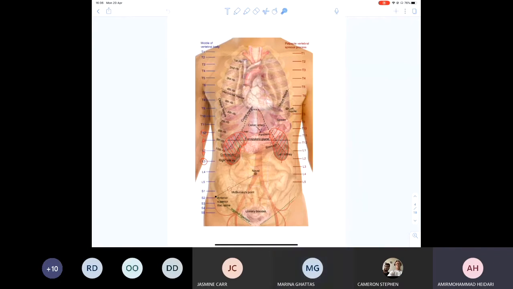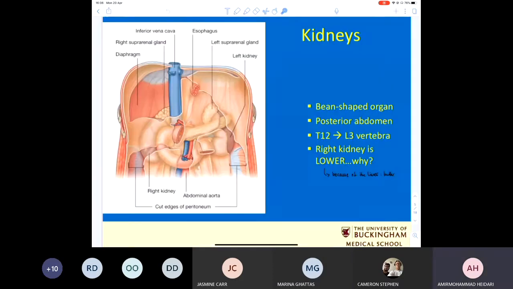As you've noticed here, the right kidney is a bit lower than the left kidney. That's because the liver, this huge organ, is buffering the rise of the kidneys. And as you will see in the renal unit, the kidneys in embryology rise up. So the rise of the right kidney is buffered by this huge liver. Again, T12 to L3, and it's a bean-shaped organ.